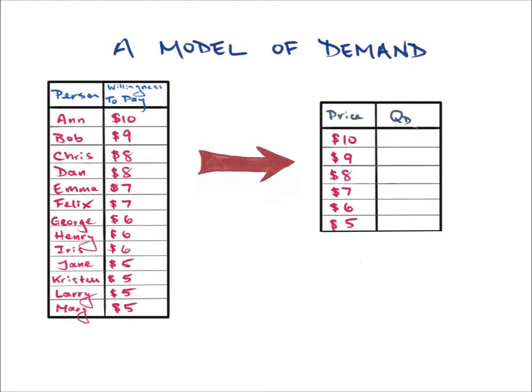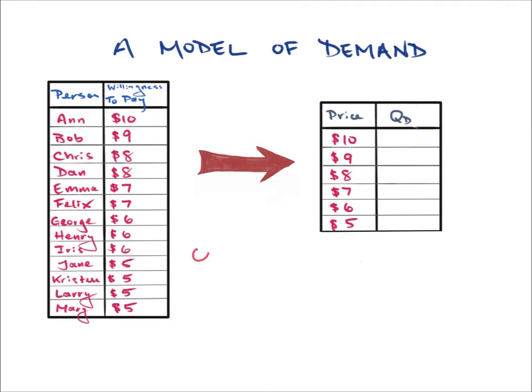Here are Anne through Mary, and they all have a different willingness to pay for something, a hamburger. Maybe this is just based on their preferences, how hungry they are, how much income they have. For some reason, the different people have different willingness to pay for this hamburger. And then we can take their preferences here on the left and count up at each price the number of people who would be willing to purchase a hamburger.